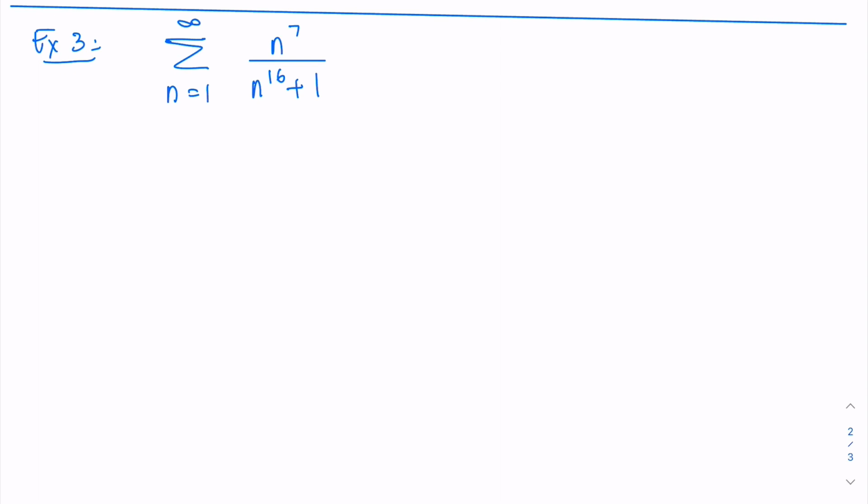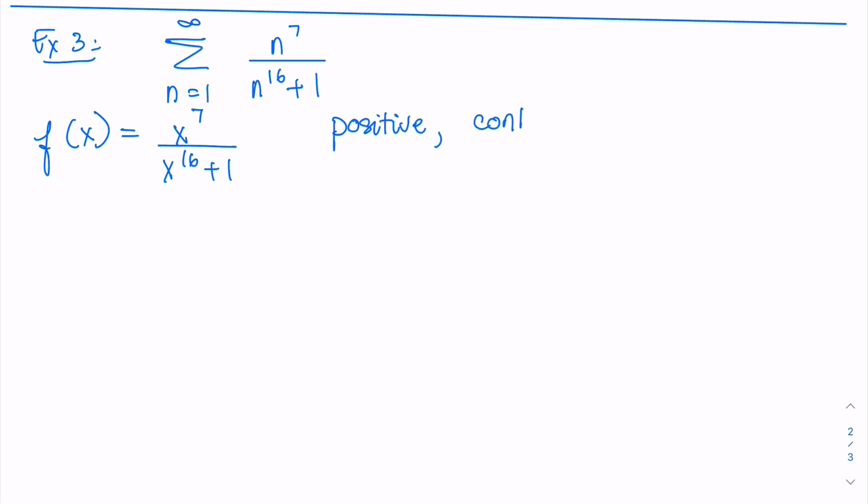We want to determine whether the series is convergent or divergent. I'm going to use the integral test, but before I do that, I have to check the function. So the function that we have is x to the 7 over x to the 16 plus 1. We can see that this is positive on the interval from 1 to infinity. It's continuous. And the last thing we have to check is decreasing.